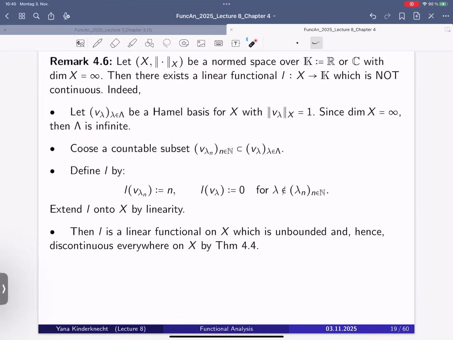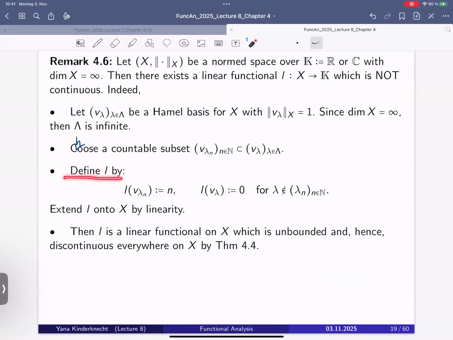In the case of a Banach space, we can use the theorem of Baire to show that the Hamel basis in this situation is uncountable. But for us, it is enough to know that the set Lambda is infinite. So we choose a countable subset of vectors in this Hamel basis. Since we don't know if Lambda is countable or not, we just choose a countable subset within this Hamel basis.